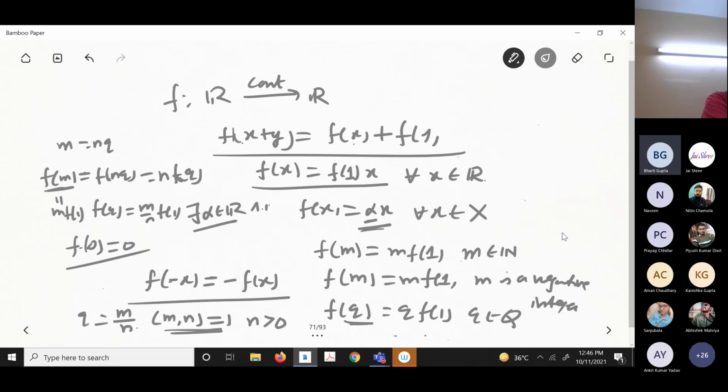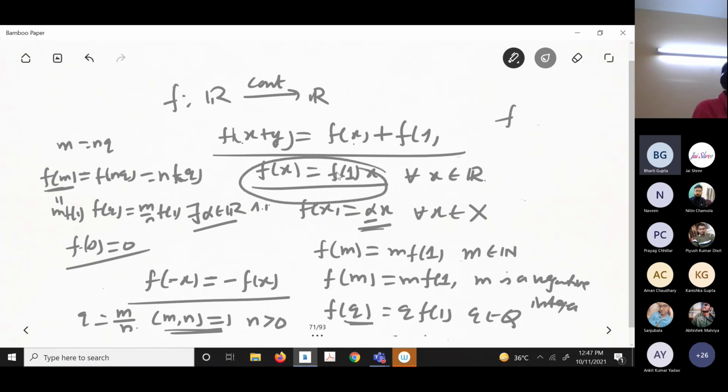Now you have to jump to irrationals. How to do that? Here use continuity. Any irrational number can be obtained as the limit of a sequence of rational numbers. So use that, and then you will get f(x) equal to this one.